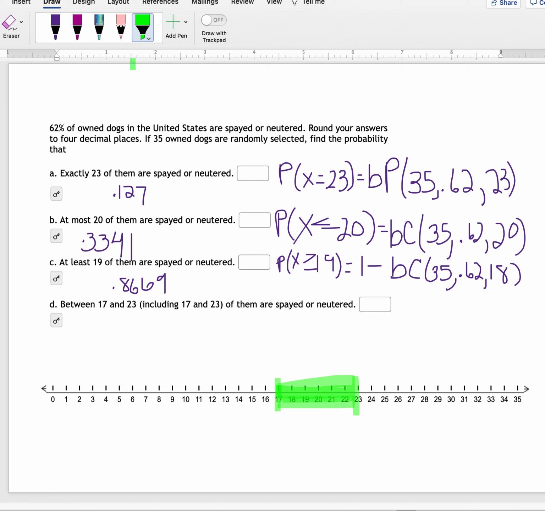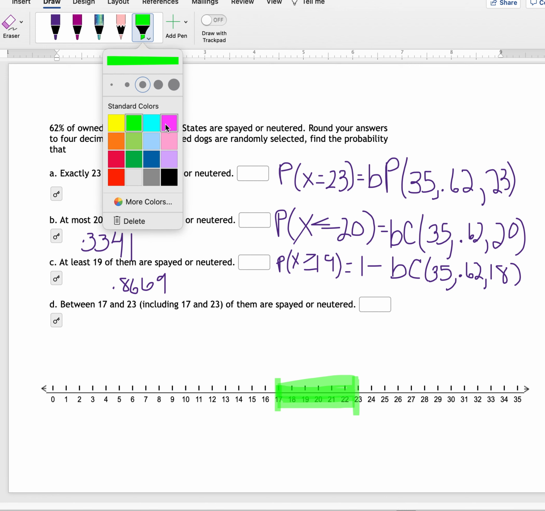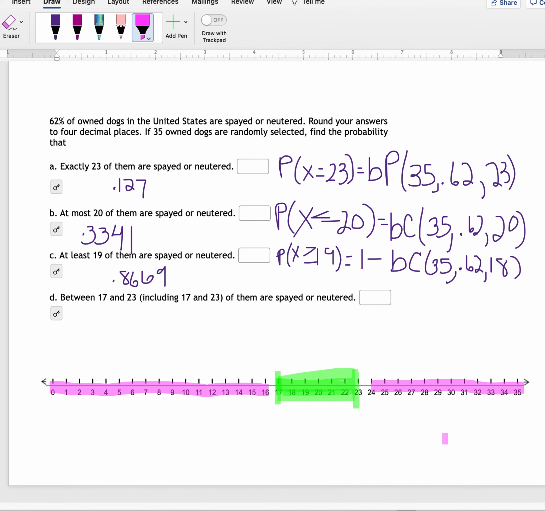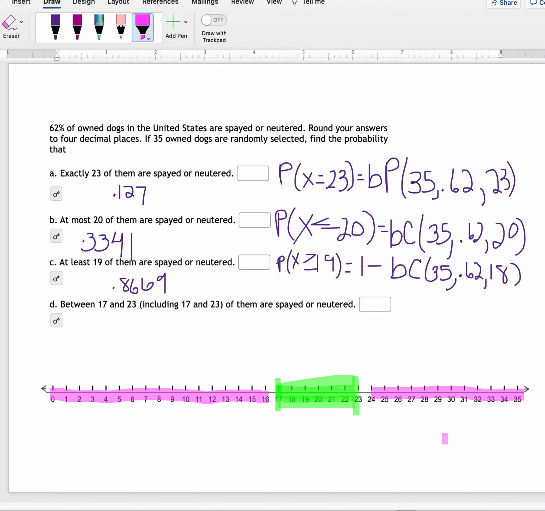Okay, now I don't want everything else. So I don't want 0 through 16. And I don't want 24 up to 35. So there's 2 ways that you can do this, and it might be a good idea for you to try it both ways while you're getting familiar with this, and that way you can kind of convince yourself this is true and get a hang of what all of this means.